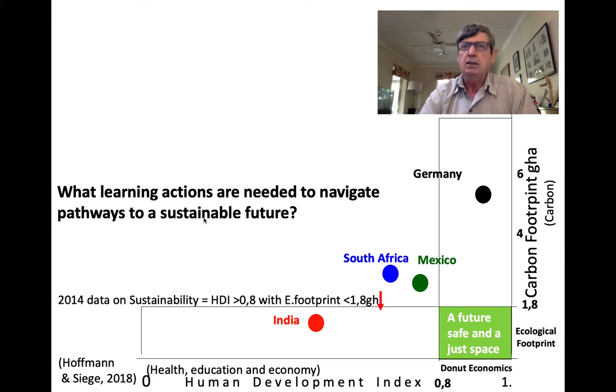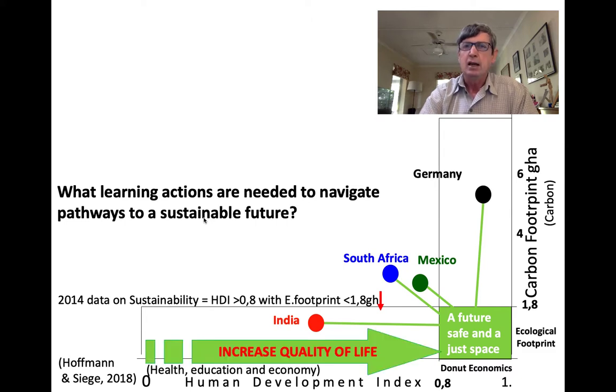So if we take India, South Africa, Mexico and Germany, they're all very different, and we all have something to do to actually navigate, change our ways of doing things to get into a future safe and just space on the planet. And the first thing we need to do in the case of India, South Africa and Mexico is increase quality of life. Not in the case of Germany, because quality of life is already high. It's so high that they have to decrease their lifestyle impact, as does Mexico and South Africa as well.